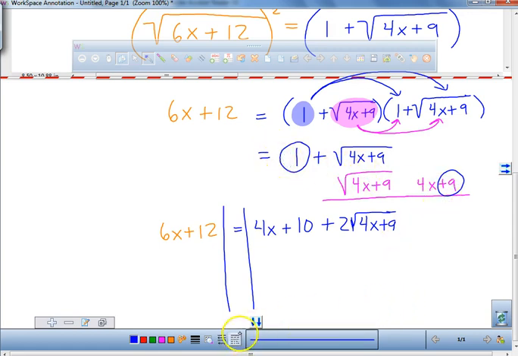So, right now, what I'd like to do is isolate the radical. So to isolate the radical, what do we have to do to get this by itself? Take the 4x and the 10 and put it on the other side. Good. So we got to take away 4x from this side, take away 10 from this side. So I'm going to take away 4x from this side and take away 10 from this side.